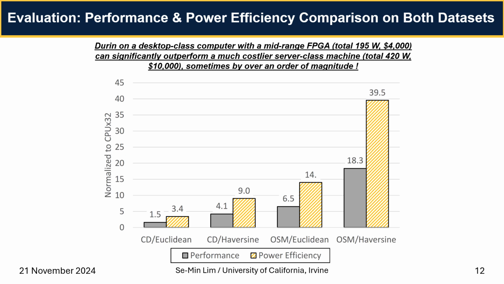And this graph shows both the performance and power efficiency of our Durin compared to the 32-thread-based software implementation under the best configuration setting. Durin on a desktop-class computer with a mid-range FPGA consumes 195 watts total, and it costs about $4,000. And the software implementation on the server-class machine consumes 420 watts total and costs about $10,000. So Durin outperforms it by up to about 20x in performance and about 40x in power efficiency.